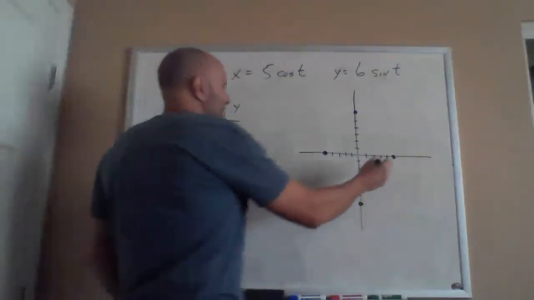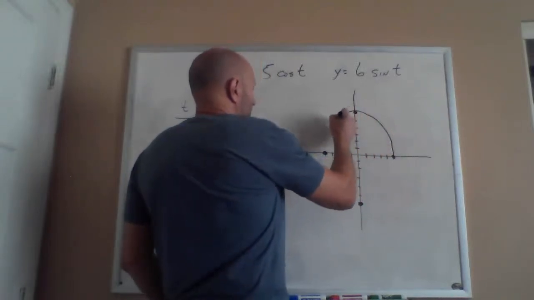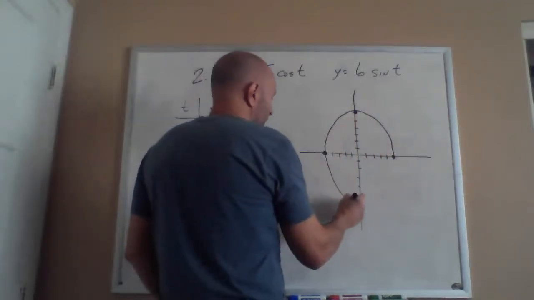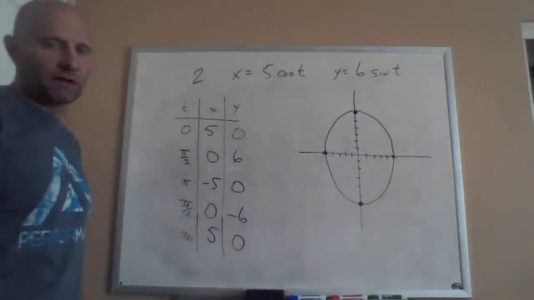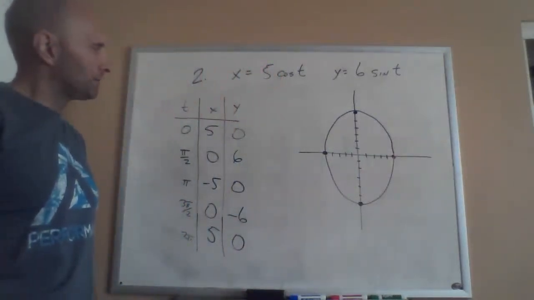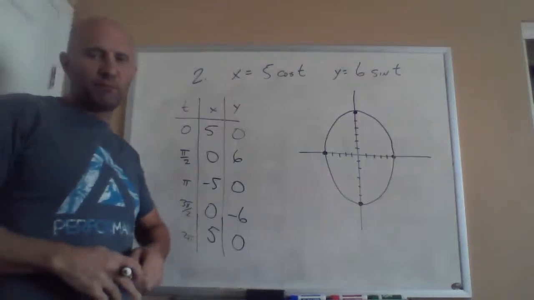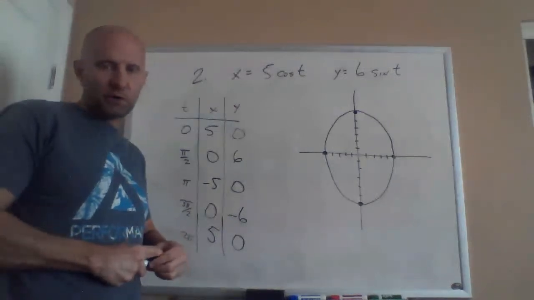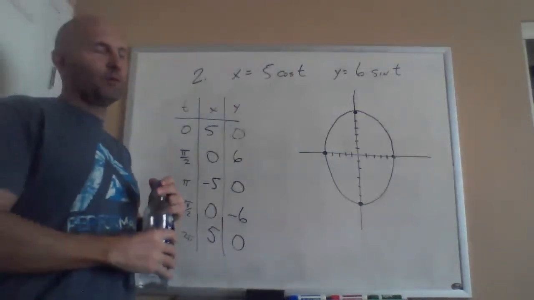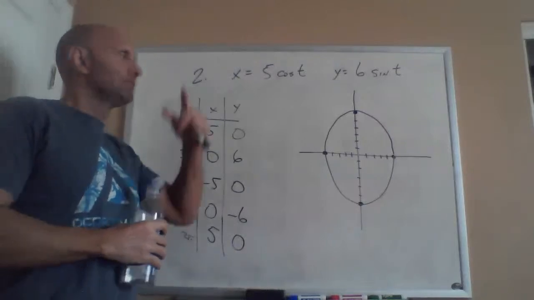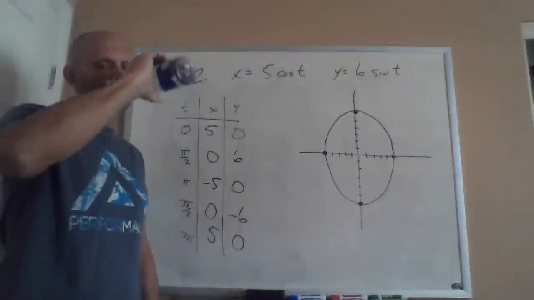So if I connect these dots, I'm not going to have a diamond. I'm actually going to end up with an ellipse, a vertical ellipse. So you should have a picture like that. So any questions with that before we move into the conversion part? With any of these, we're going to build a table and then make our sketch.